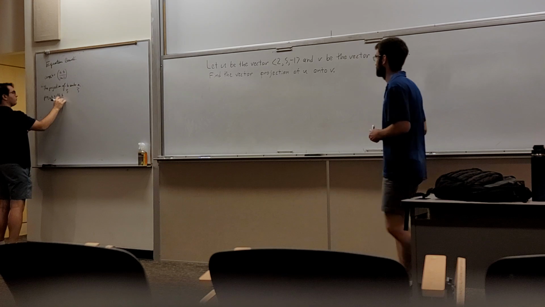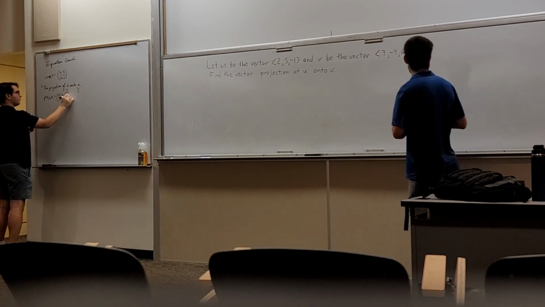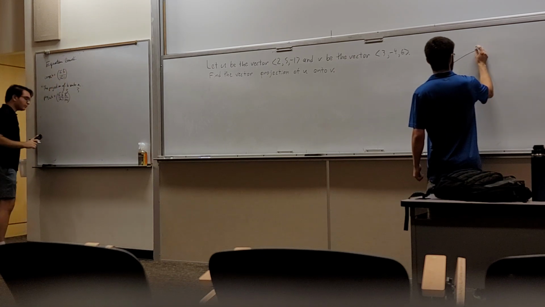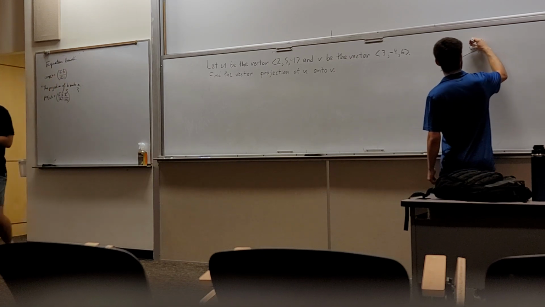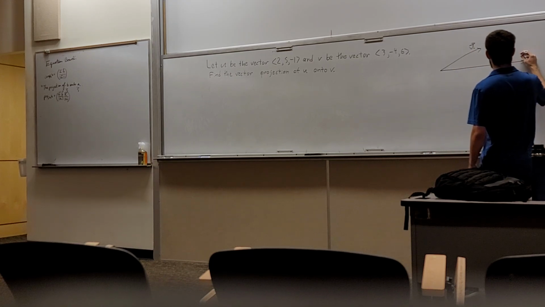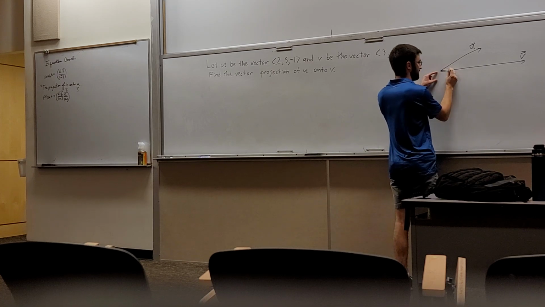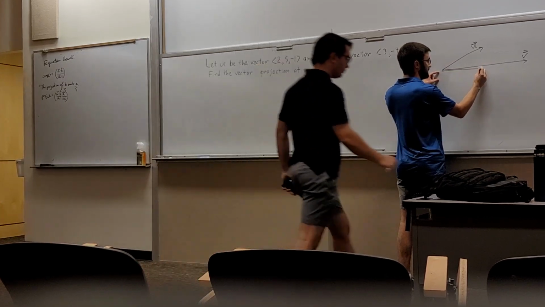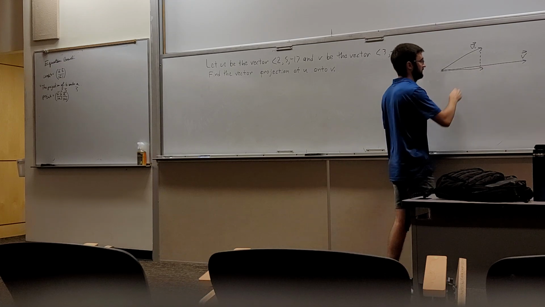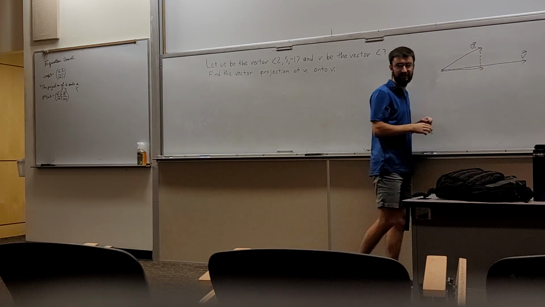Okay, so for this question, we're given two vectors. We want to find the vector projection of u onto v. So if we have this is the vector u, and this is the vector v, we want the vector that points in the direction of v with the magnitude that you would have as the shadow of u onto v.